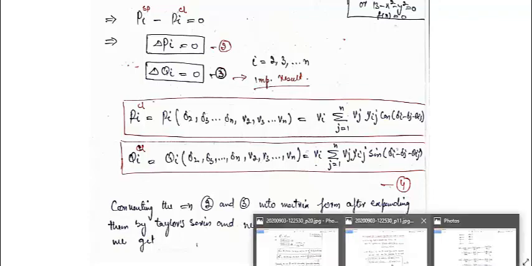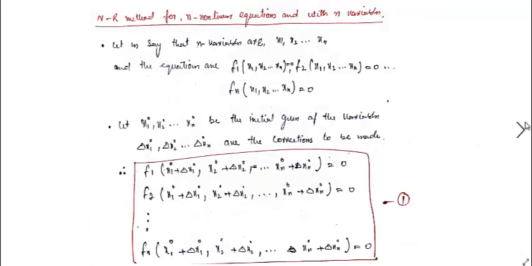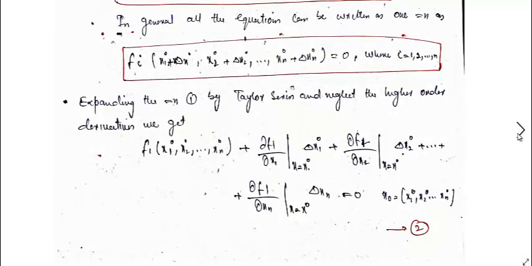Similarly, delta Qi equal to 0 means delta Q2 will be equal to 0, delta Q3 will be equal to 0, up to delta Qn equal to 0. These will also be n minus 1 equations. In total there will be 2n minus 2 equations. So you can see it from here. These are the different equations like this.